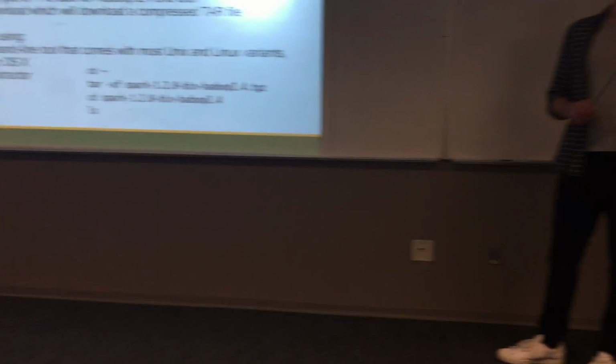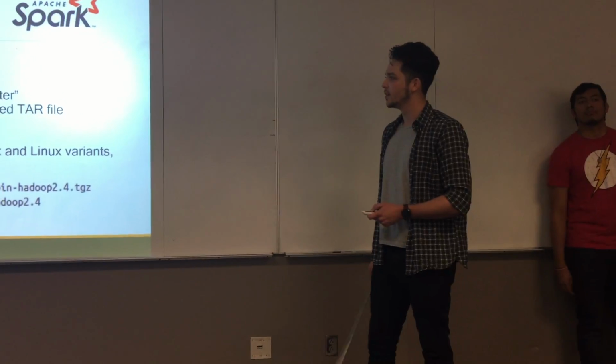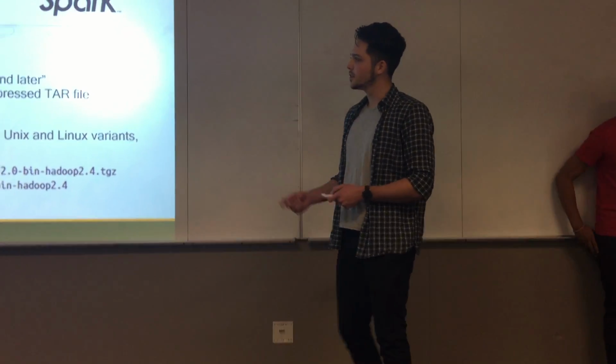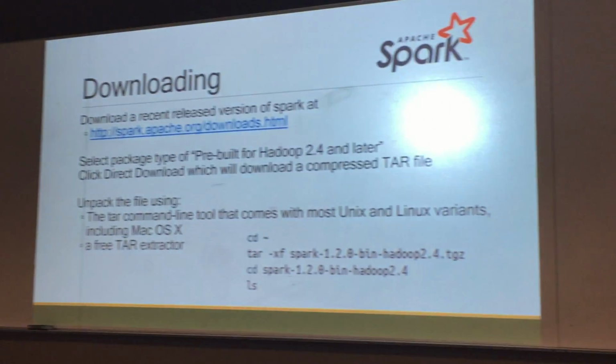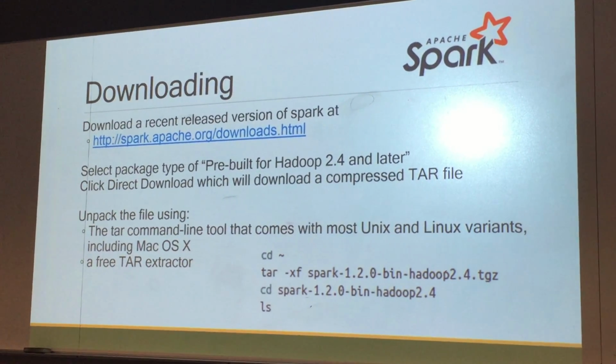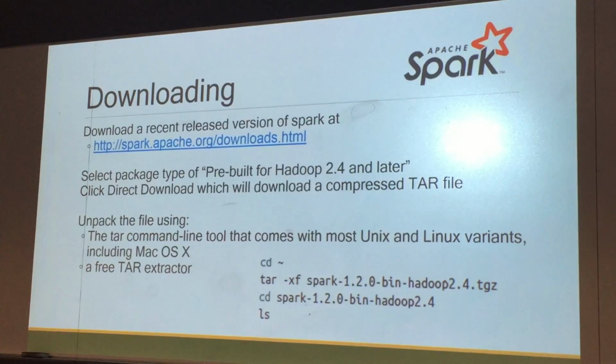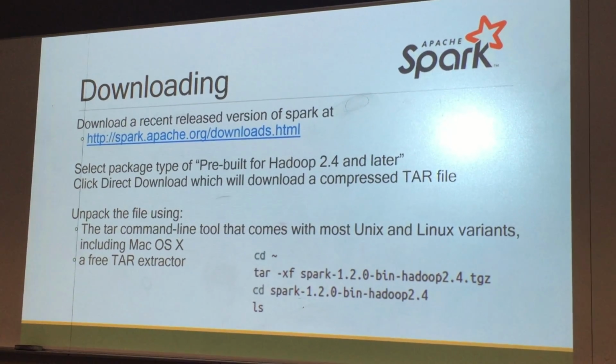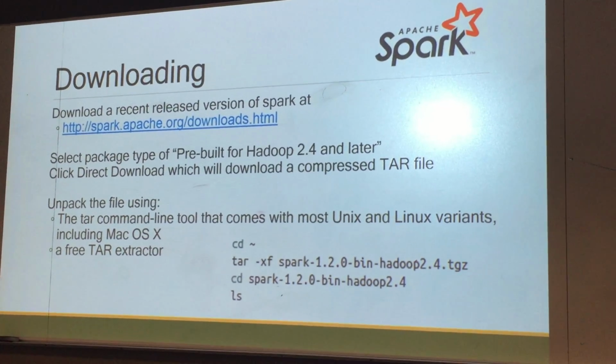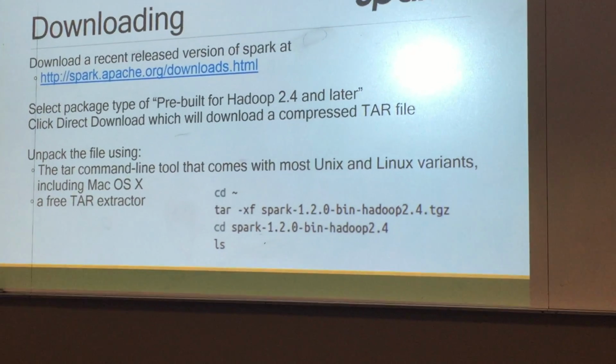Hey guys, my name's Eric, and I'm going to be showing you how to download and get started with Spark. First, you're going to go to spark.apache.org, head to the download section, and select the package type pre-built for Hadoop 2.4 or later. You're going to download that. It comes in a tar file, so you're going to want to unpack the file.